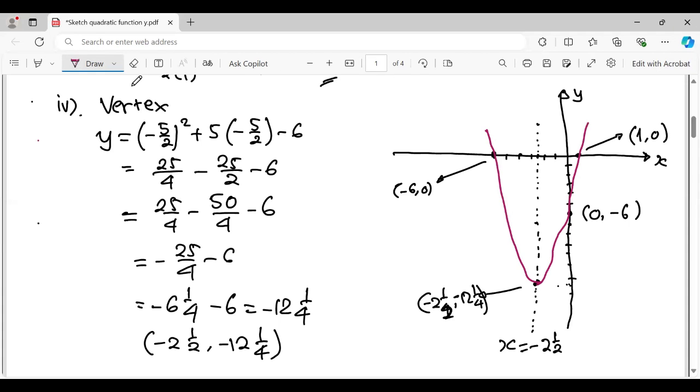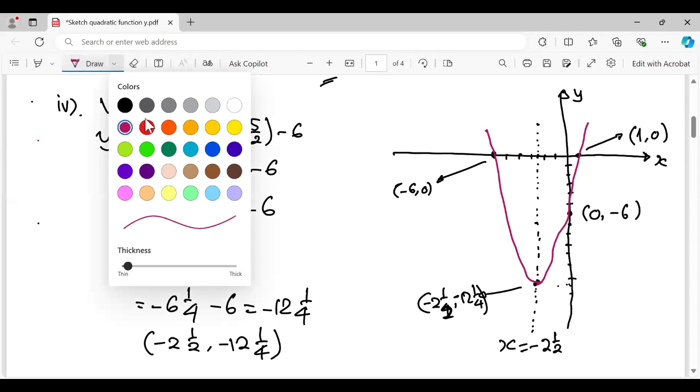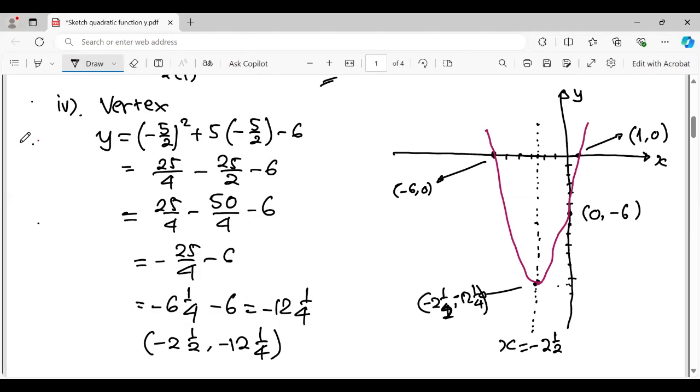Right. So this is the graph. We already sketched the graph of y equals x squared plus 5x minus 6.